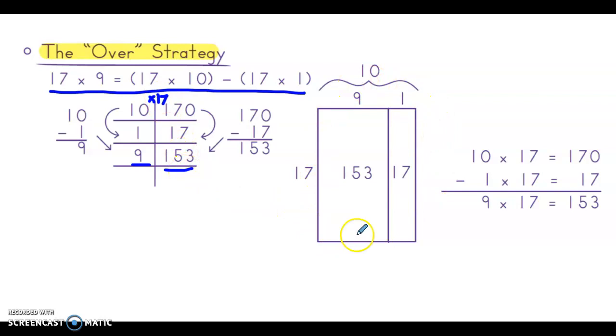Over here, here's another way you could look at it. We know 10 times 17 got us our total of 170. So this whole array, this whole thing would be 170. But now what we're going to do, so 10 times 17 was 170, we're going to take away one group of 17 here, and that would get us our total of 9 groups of 17, which is 153. So we did 10 times 17 is 170, take away one group of 17, and that would get us 9 groups of 17, which our answer would be 153.